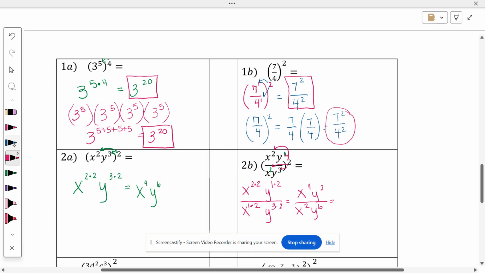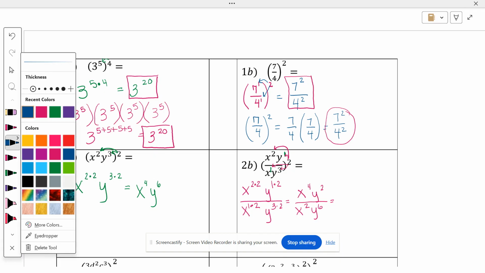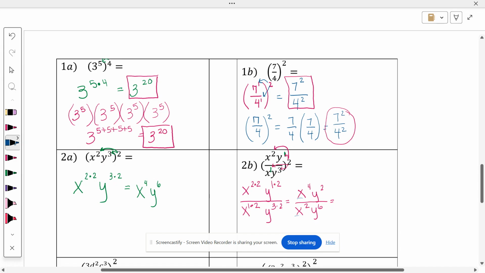Now you can do this two different ways, but we're going to use our concept of the quotient rule that says if the bases are the same, you can subtract the exponents. So this becomes x to the 4 minus 2, and this becomes y to the 2 minus 6. That equals x squared y to the negative 4.